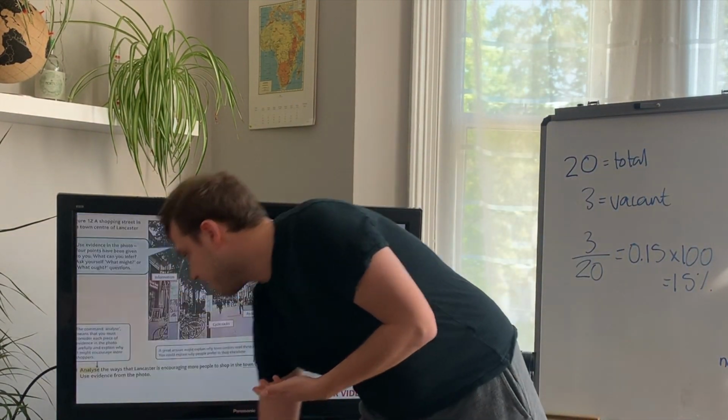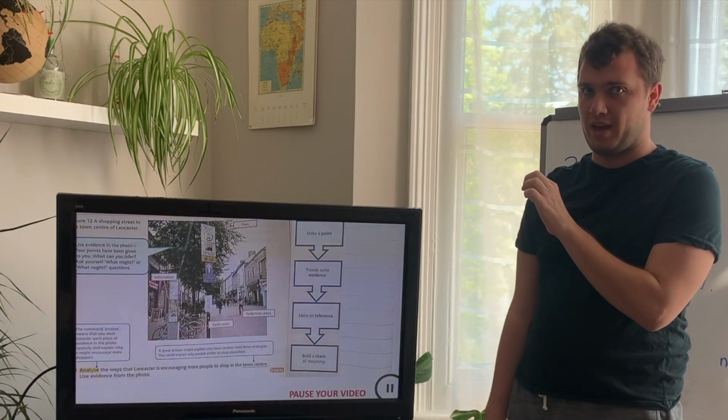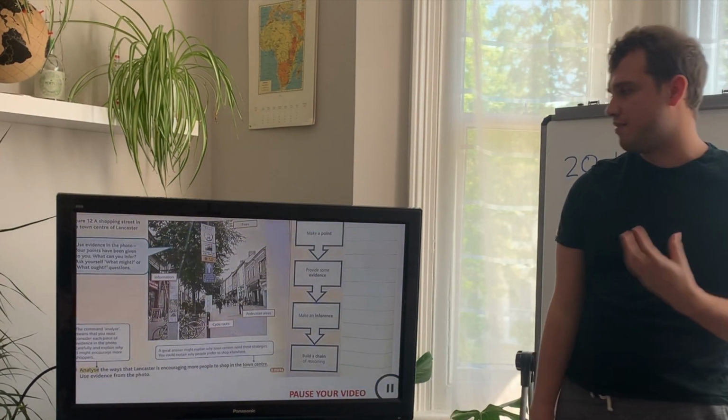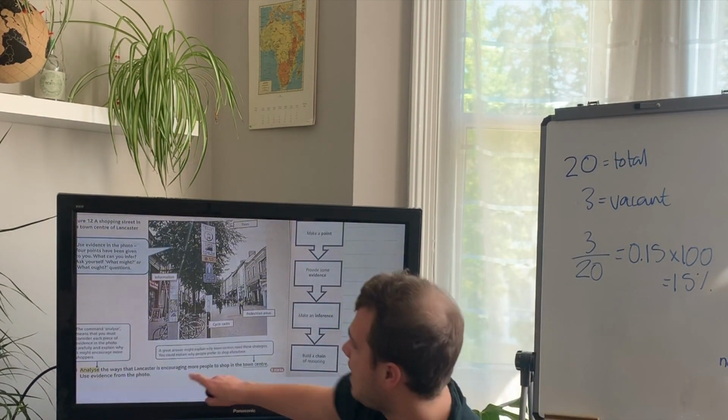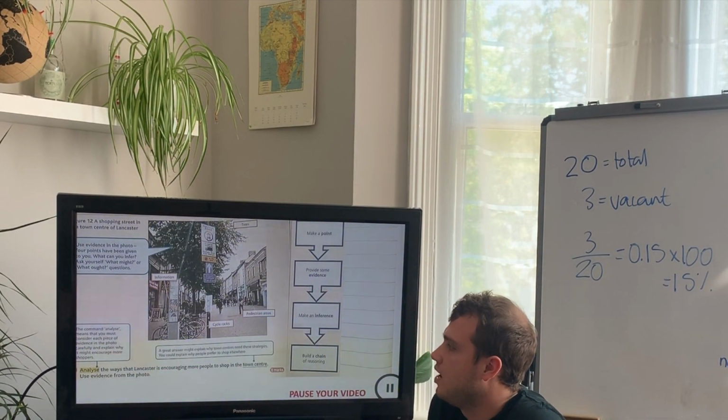So we're going to further this a little bit more. So what we've got here is this exact same image, okay? Now you're not going to have a go at writing this 8-mark question, but I just want you to have a look at it and have a think about it. So the question is, analyse the ways that Lancaster is encouraging more people to shop in the town centre. Use evidence from this photo.